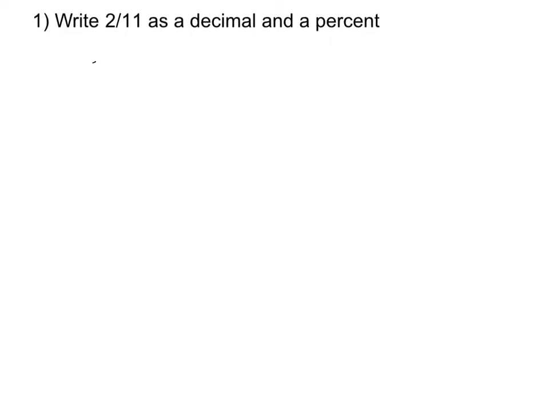So the first one is 2/11ths as a decimal and a percent. I'm going to start with writing 2/11ths as a decimal. I know that the fraction bar means division, so that's 2 divided by 11. I would write that as 2 divided by 11. You do need to be careful when using this division symbol. It reads right to left instead of left to right.